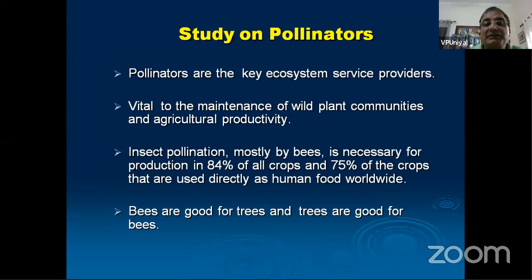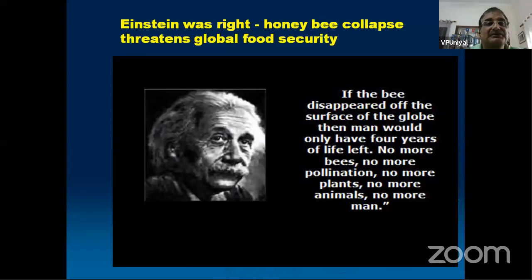Pollination, mostly by bees, is necessary for the production of 84% of all crops and 75% of crops that are used directly as human food worldwide. You can understand our food production is dependent on the pollination cycle. They are good for the trees, and trees are good for the bees. You can read it: Einstein was right.